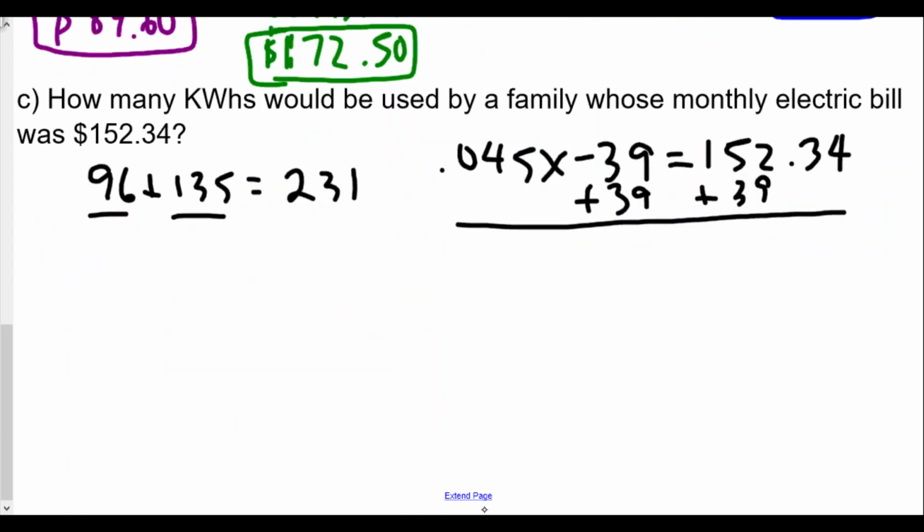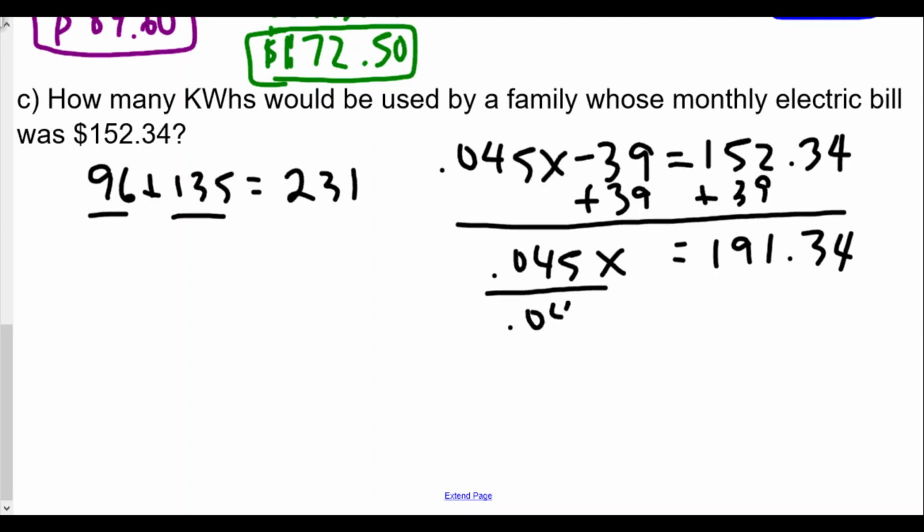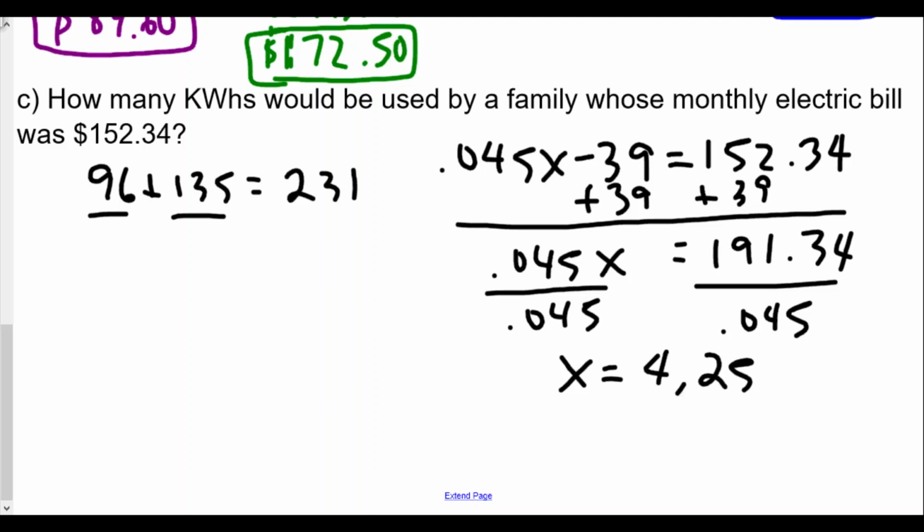152.34 plus 39 equals $191.34. And that's equal to 0.045x. Now we'll divide both sides by 0.045. And we see in this case, the kilowatt hours used is going to be 42,252 kilowatt hours.